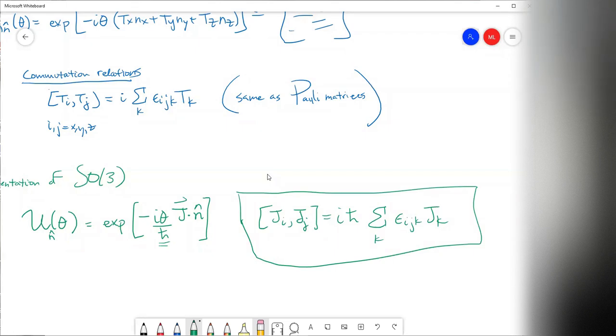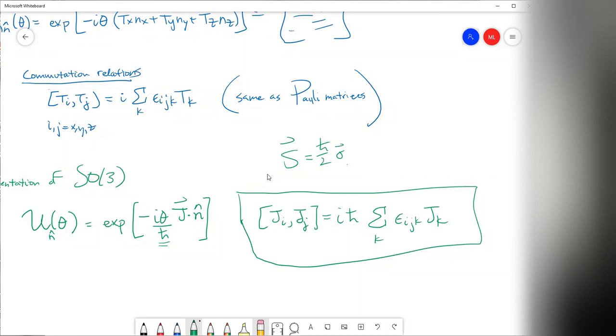Any angular momentum, orbital angular momentum, spin 1/2 angular momentum, they have to obey those commutation relations. Remember that the spin angular momentum for spin 1/2 is h bar over 2 times the vector of Pauli matrices. So there you go. That's why the Pauli matrices obey those commutation relations. They don't come out of nowhere. They're actually fundamentally tied to properties of rotations in 3D space.